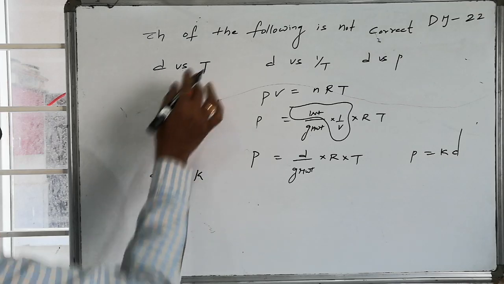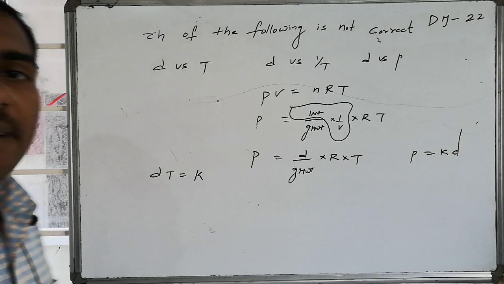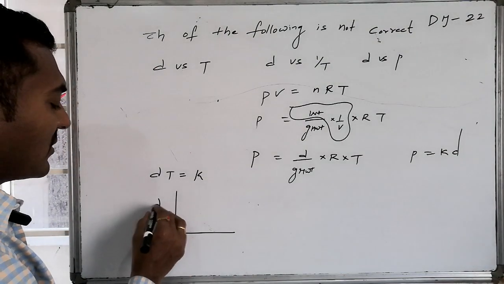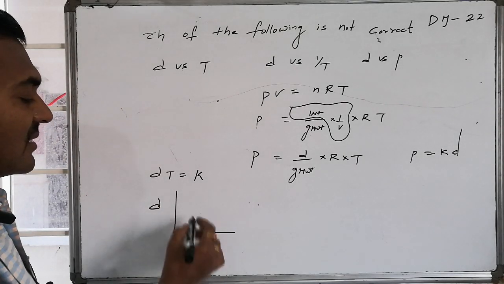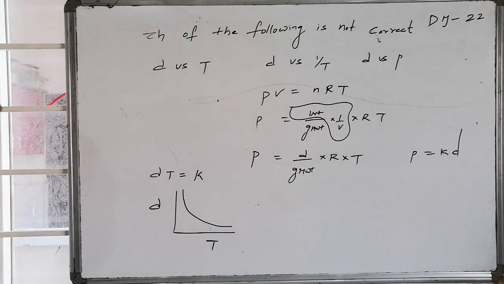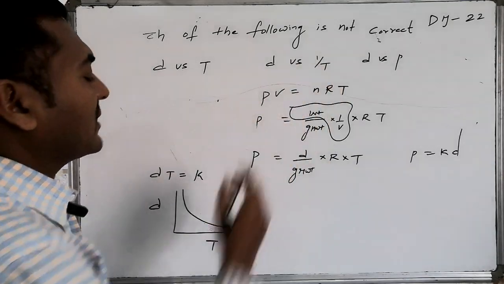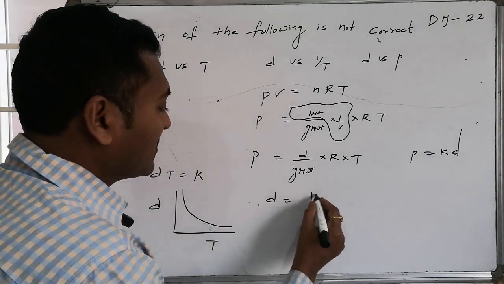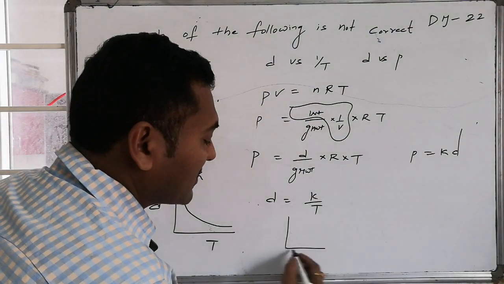Suppose I go for the density versus temperature relation: density into temperature remains constant. It is similar to the PV is equal to nRT relation. So density on one side, temperature on the other: if density increases, temperature should decrease, whereas if temperature increases, density should decrease. Such a relation is maintained. Suppose I take the graph of density versus 1 by t. If I rewrite this equation, density is equal to k by t, that is the y equal to mx form. So it is passing through the origin.